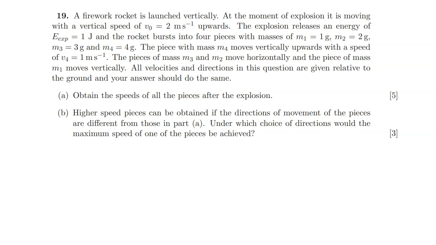The piece with mass M4 moves vertically upwards with a speed of 1 meter per second. The pieces of mass M3 and M2 move horizontally, and the piece of mass M1 moves vertically. All velocities and directions in this question are given relative to the ground, and your answer should do the same.